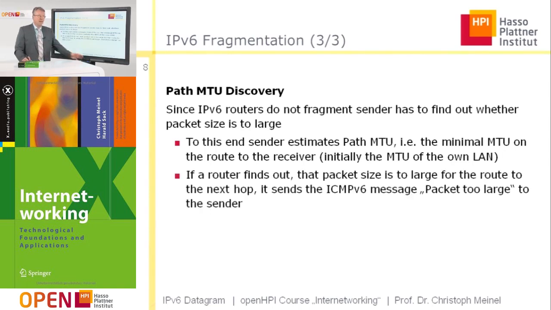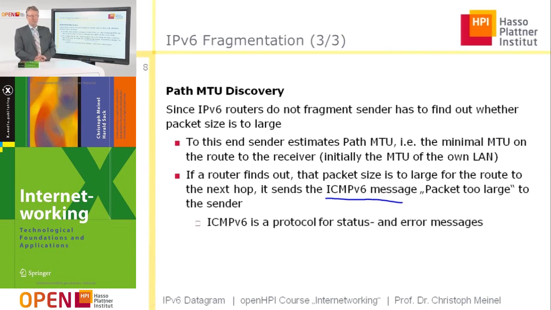So it starts initially with the MTU of its own local area network, and then it needs to find out whether the packet size is too large for the route to the next hop and the next but one hop, and not to check it with a data packet, which is then refused and has to be resent. The MTU discovery process is using ICMP version 6 messages, packet too big, and this is received by the sender, and then he can adapt the length by fragmenting the data packet.